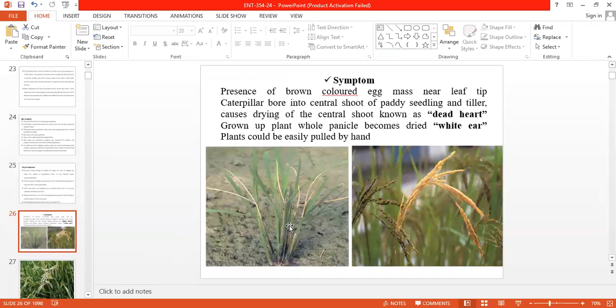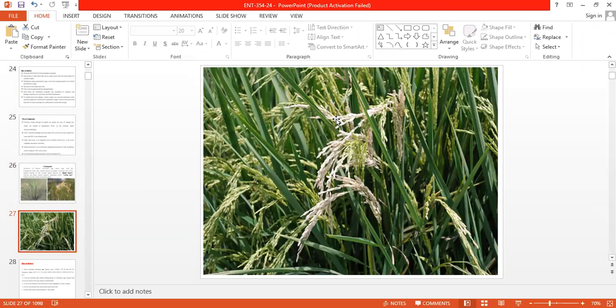So these are the drying of the central shoot, dead heart symptoms, and white ear panicle symptoms, mainly due to the infestation of yellow stem borer. So these are the white ear symptoms in paddy during the reproductive stage of paddy. These white ears are totally empty ears, or their grain fill percentage compared to healthy panicles is very low.